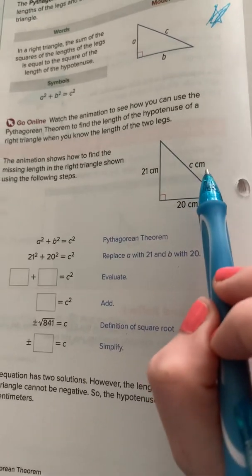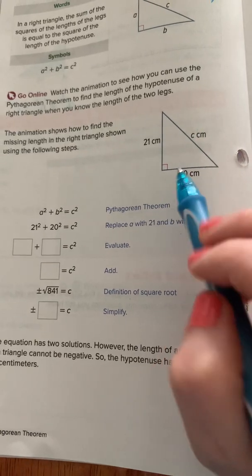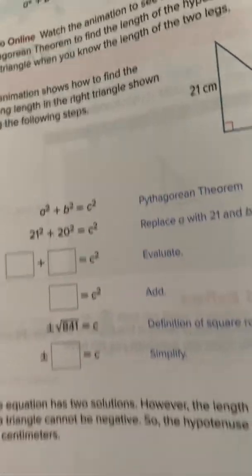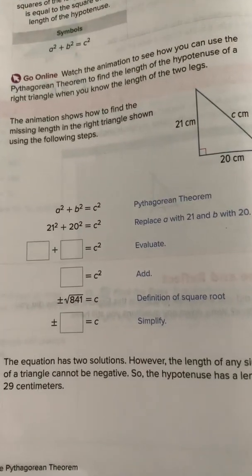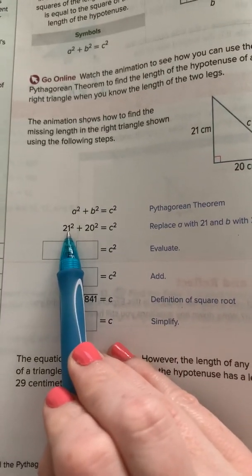So to find the regular one, you do one more step and you do the square root, which looks like this little guy, remember, to get your answer. So we're going to walk you through it here. So 21 squared is what?